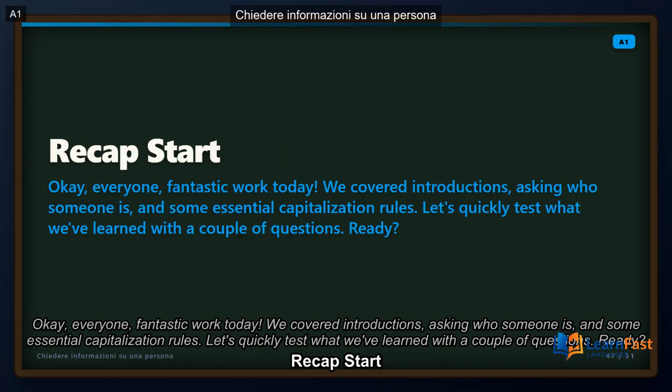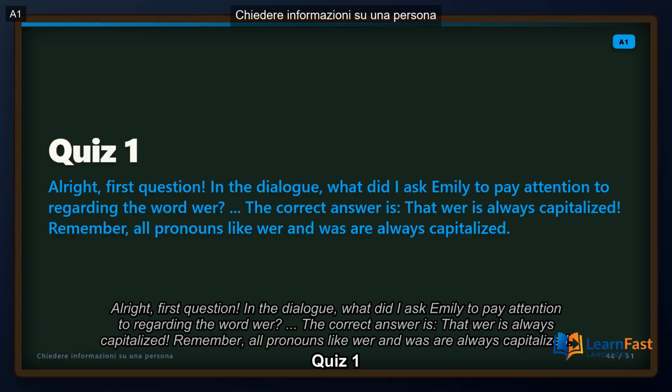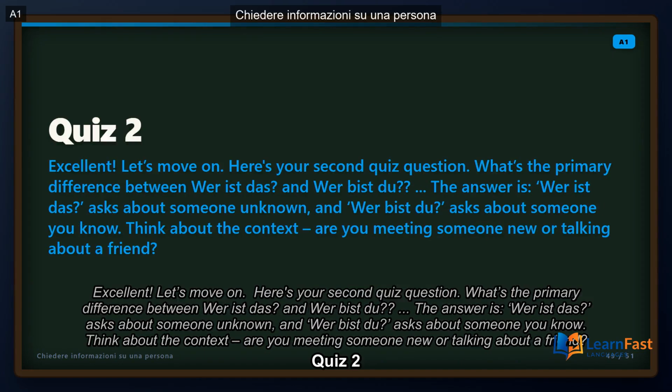Okay, everyone, fantastic work today. We covered introductions, asking who someone is, and some essential capitalization rules. Let's quickly test what we've learned with a couple of questions. Ready? All right, first question. In the dialogue, what did I ask Emily to pay attention to regarding the word Wer? The correct answer is that Wer is always capitalized. Remember, all pronouns like Wer and Sie are always capitalized. Excellent.